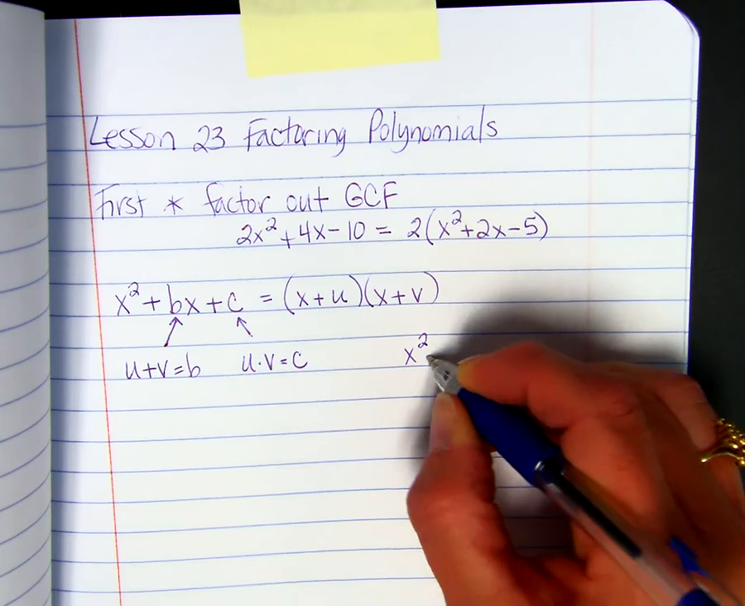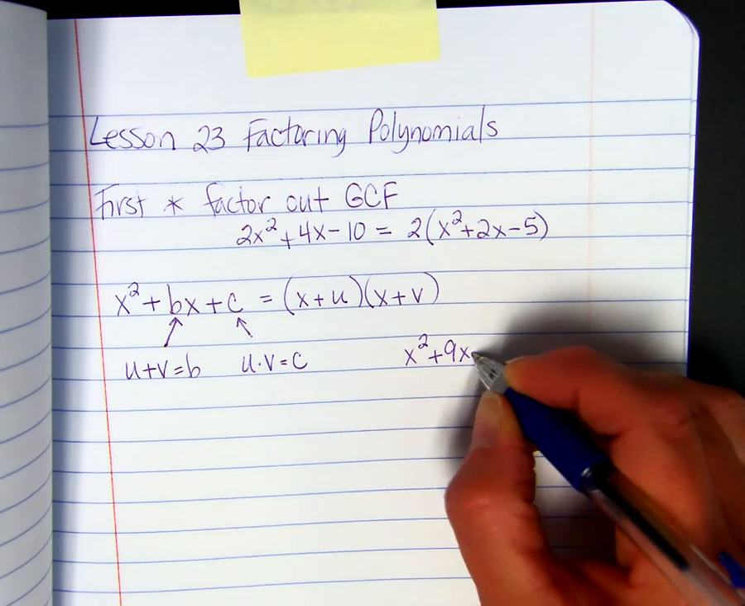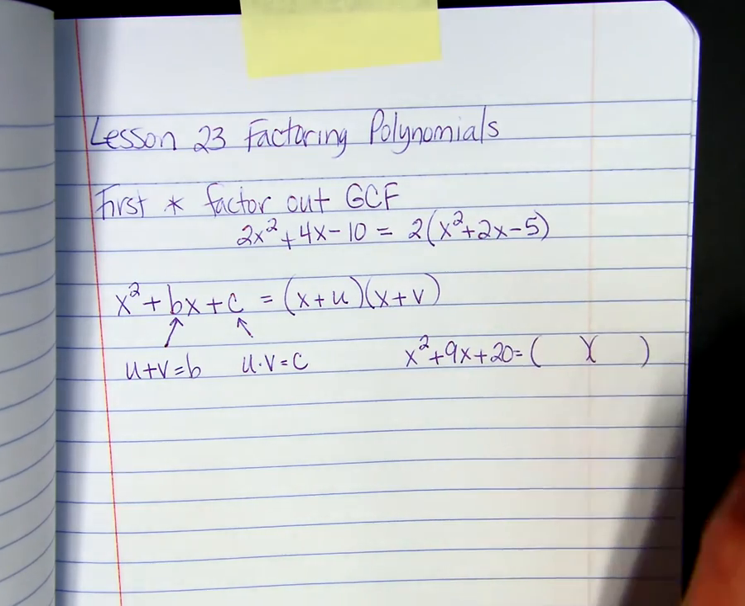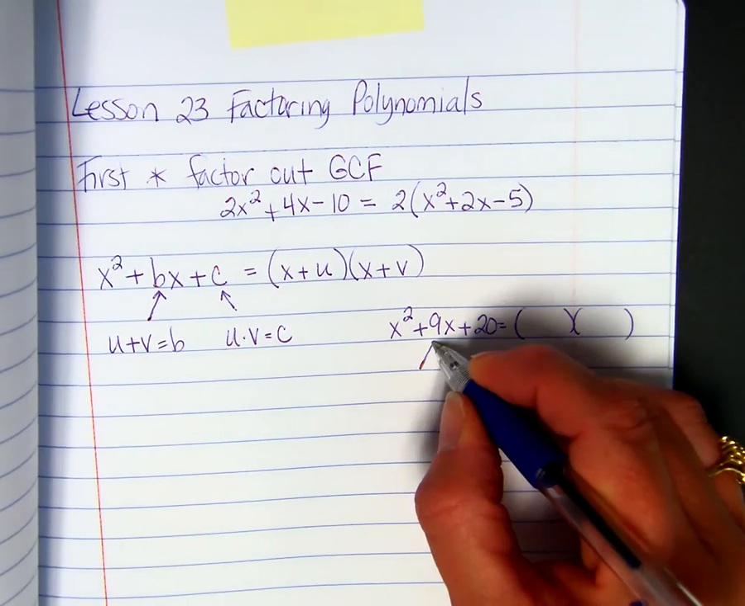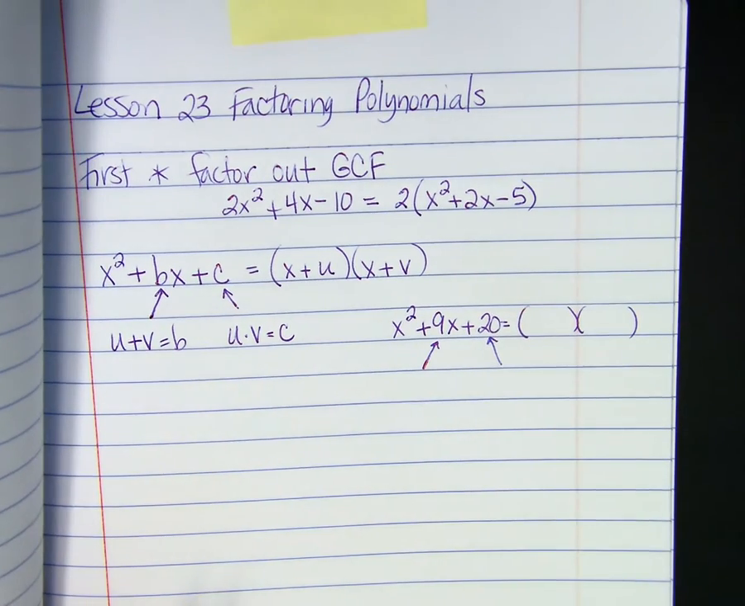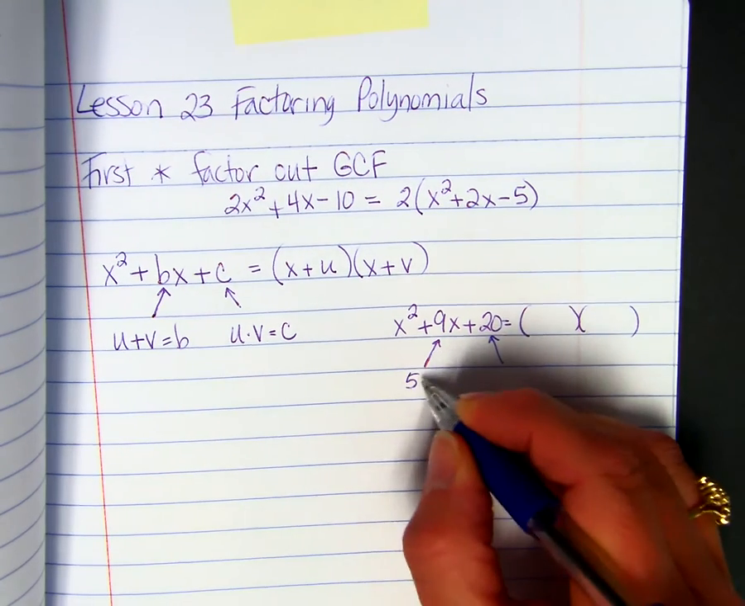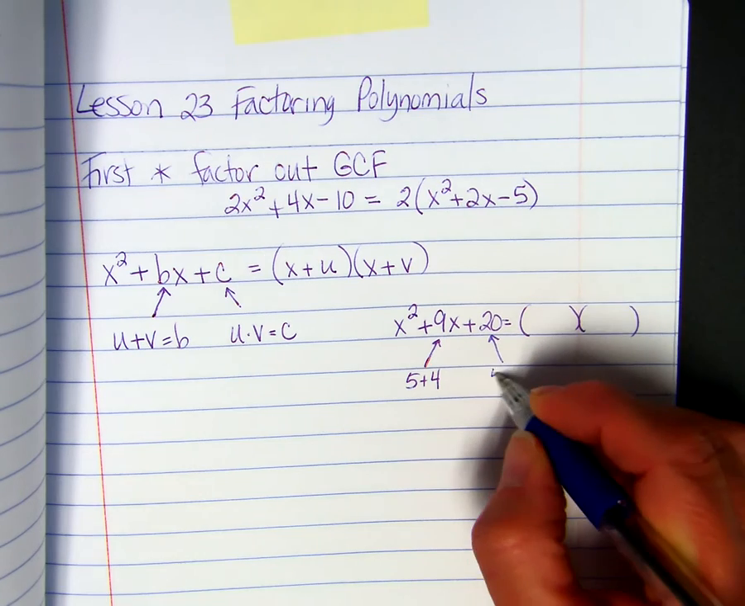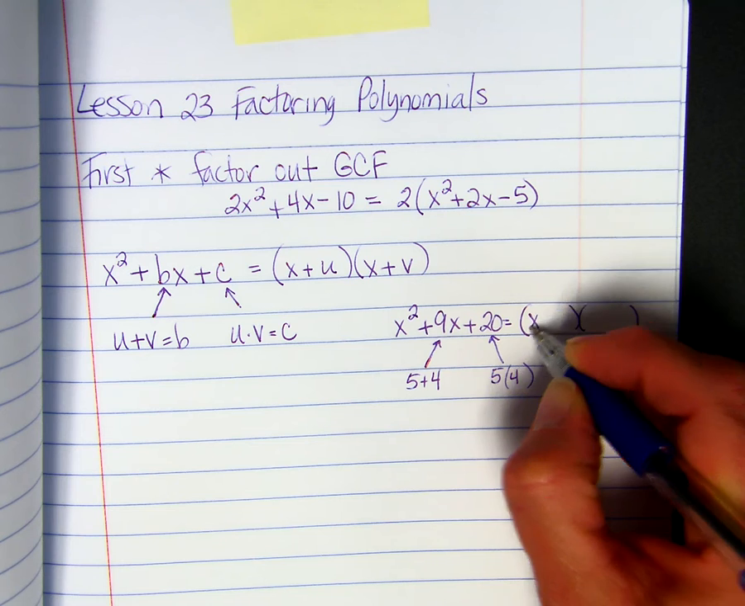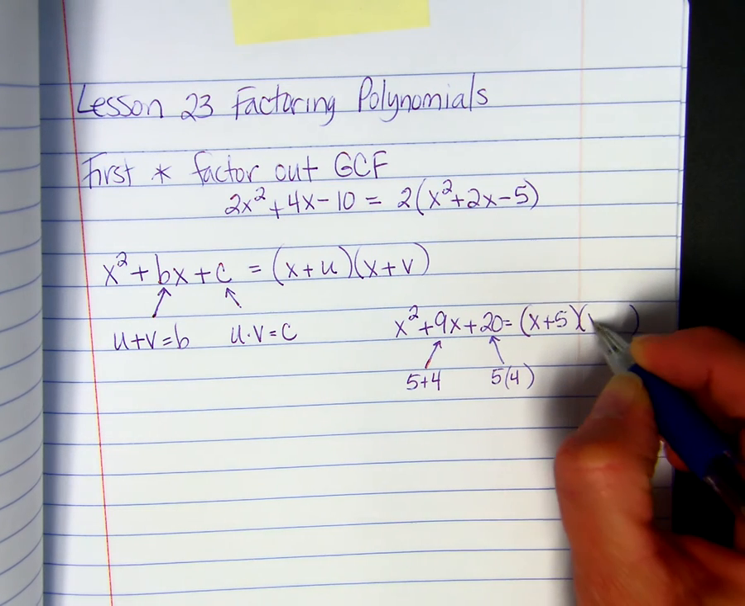So if we have x squared plus 9x plus 20, and we want to factor, we need to find two numbers that add to 9 but multiply to 20. Spencer? 5 and 4. Excellent. Because 5 plus 4 is 9, and 5 times 4 is 20. So our u and v would be 5 and 4: x plus 5 and x plus 4.